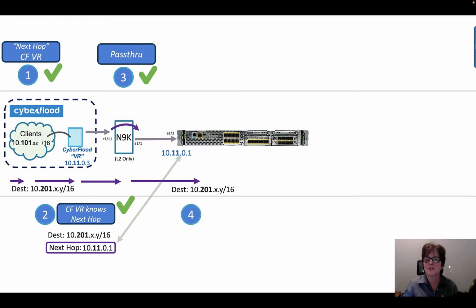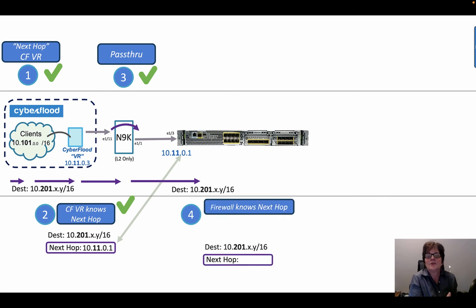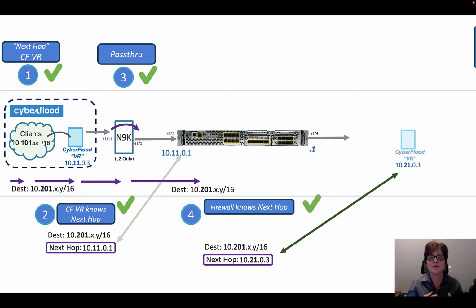Now, once we go to the next generation firewall, obviously the firewall needs to know who the next hop is for destination IP 10.201.x.y/16. So we have to know who the next hop is. We do that in our situation with a static route. It could have been a dynamic route, whatever you're doing in your next generation firewall, or if you have a different device under test. Mine's a next generation firewall, and I'm currently using statics to keep all of these YouTubes extremely simple for the CyberFlood. So our next hop is 10.21.0.3, which is the CyberFlood virtual router on the server side.